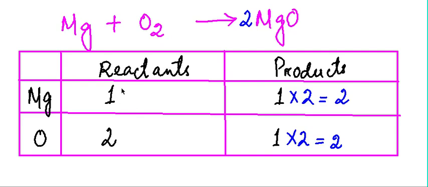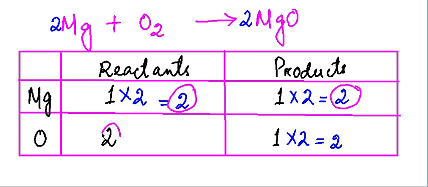Now we have to balance magnesium as well. So we should multiply 2 with magnesium on the reactant side so that magnesium also becomes 2. Now here you see 2 magnesium, 2 magnesium, 2 oxygen, 2 oxygen. Hence the reaction becomes balanced. So by drawing a simple table like this and writing down the number of atoms on both reactant and product sides, we can balance the equation very easily.